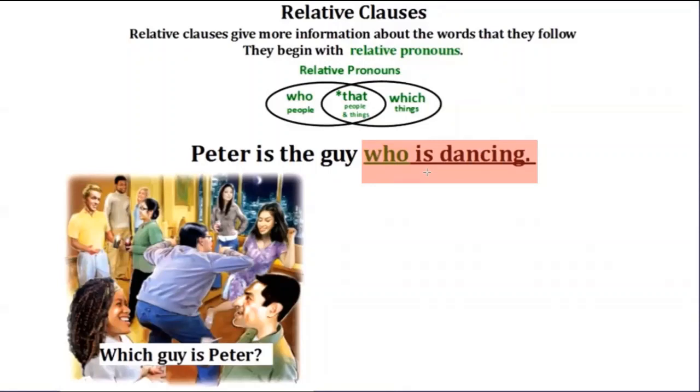You need to give me extra info. You need to give me more information about that person, right? In this case, Peter is the guy who is dancing. Now I am being specific and I know who Peter is because this is a defining clause.